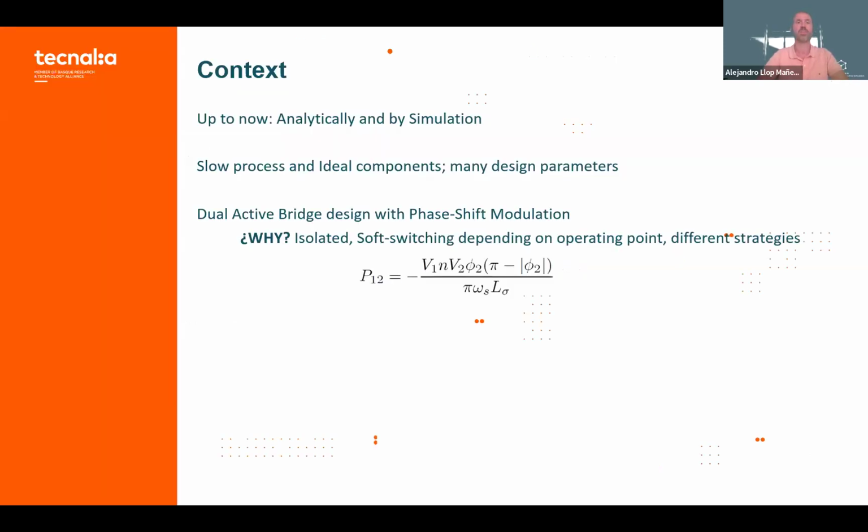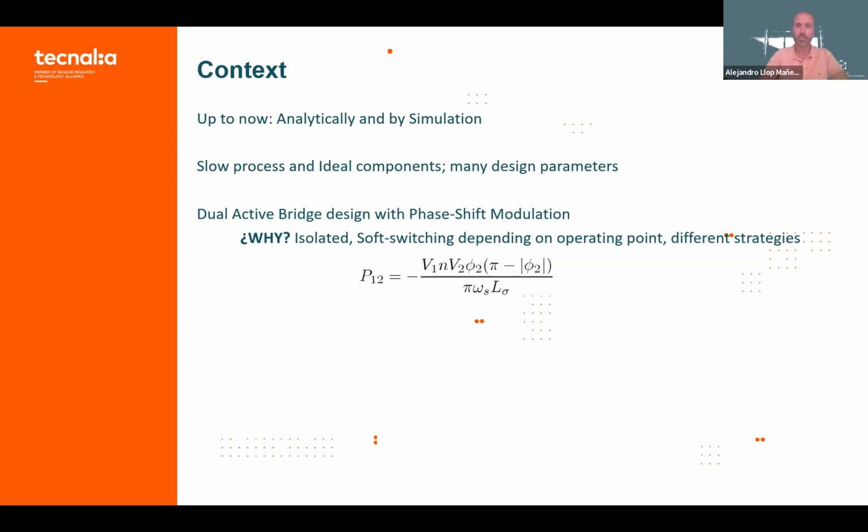So let's start with the context. Up to now, when you design a power electronic converter, you do it either analytically with analytical equations or, typically, by simulation. This is most of the time a slow process when ideal components are assumed and many design parameters come into play. But what I'm proposing here is totally different.